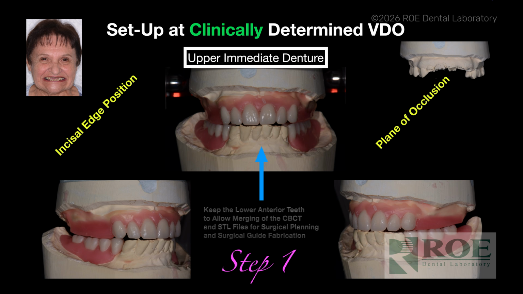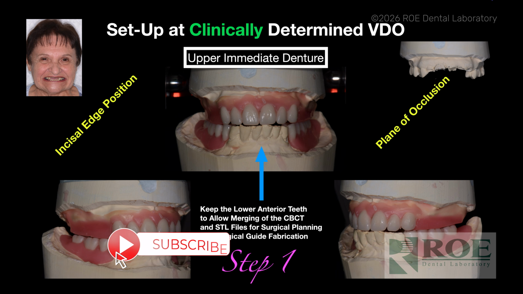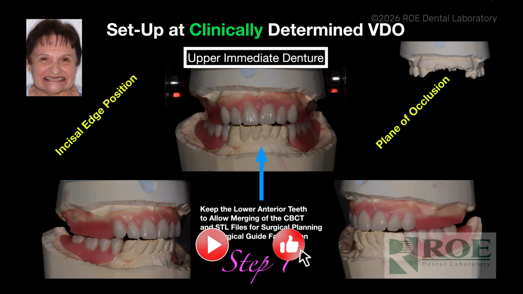Okay, so now we have our setup at our clinically determined vertical dimension of occlusion. Because we're not going to be scanning for surgical guides in the top, I can do my setup. I can remove the teeth from the upper model, and by using the photos that I've taken, set my teeth in the proper position so that I can determine where the midline is going to be, what the incisal edge position is going to be. I can control all of these factors so that I can use this to make an immediate denture.